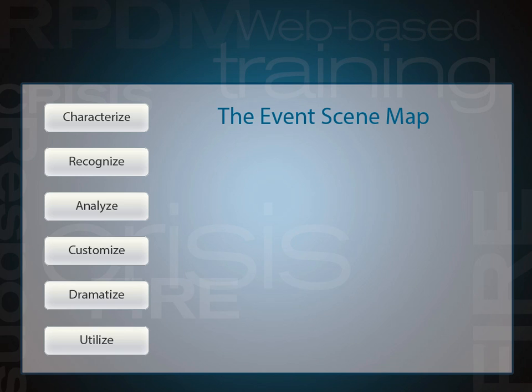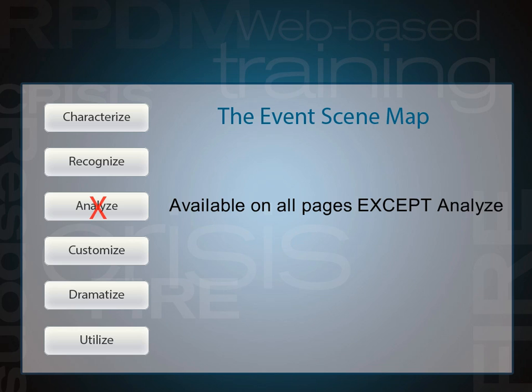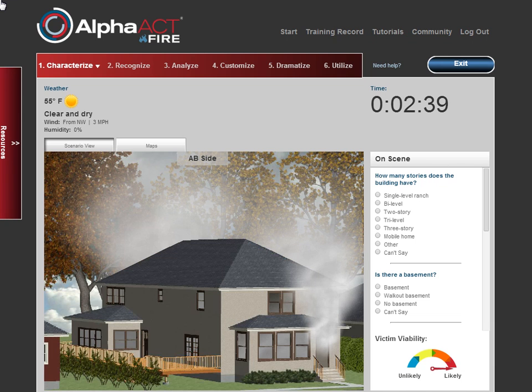In AlphaACT Fire, a map of the event scene is available on the pages for all 6 steps of the decision-making process, except for the Analyze page. To get to the map from any of the pages on which it appears, just click the tab above the event scene simulation.